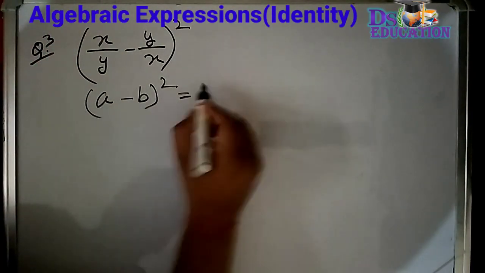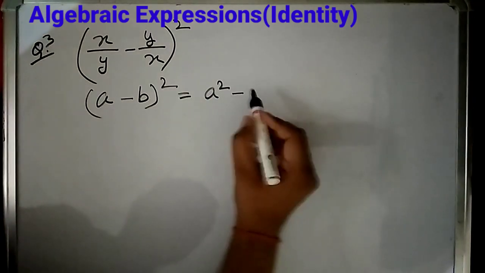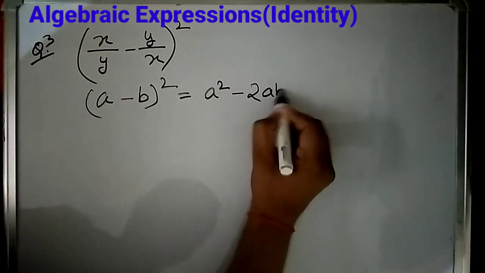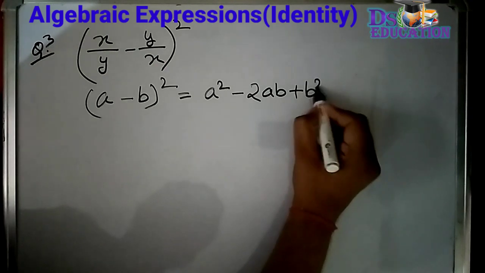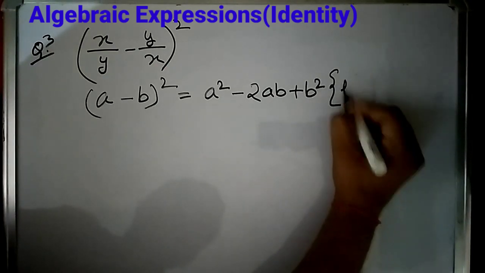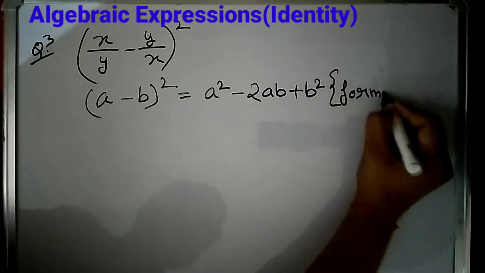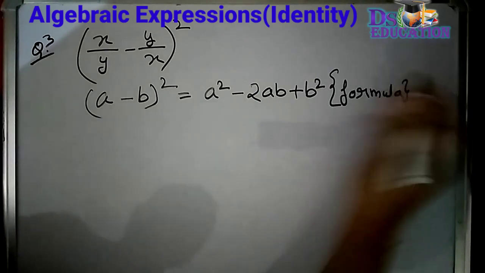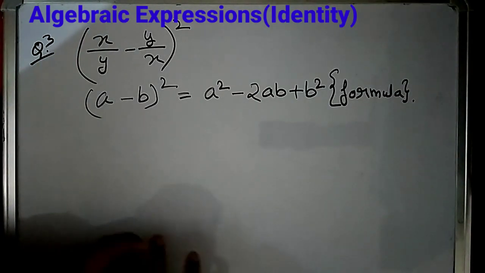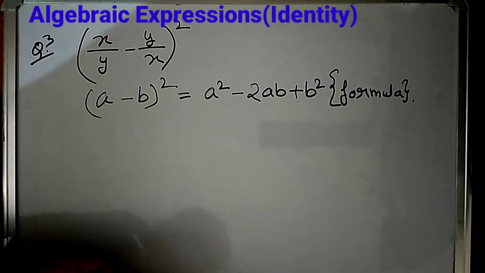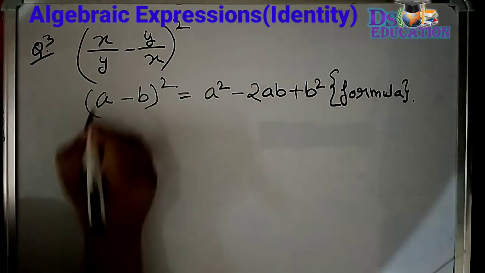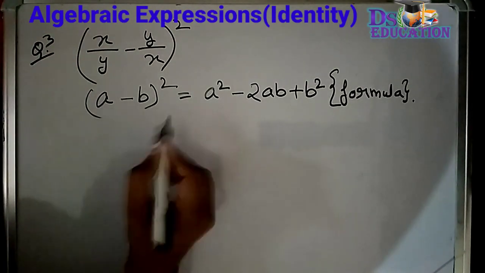So this is the formula, that is a square minus 2ab plus b square. I will again write that it is a formula. Always write the formula, you will get marks. The formula also is part of the steps in maths, so you will get the marks for formulas also.